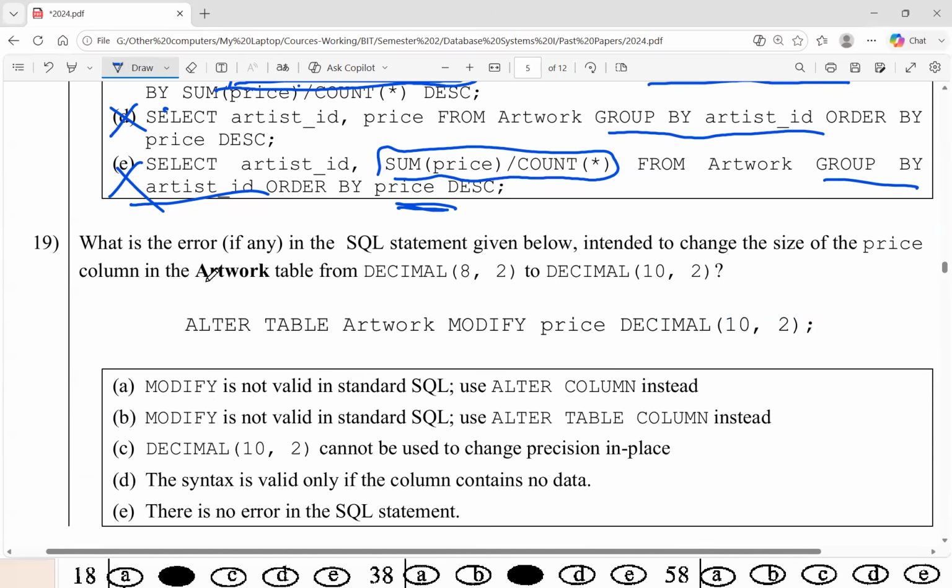What is the error, if any, in the SQL statement given below intended to change the size of the price column in the artwork table from decimal 8.2 to decimal 10.2? Okay, 10.2.